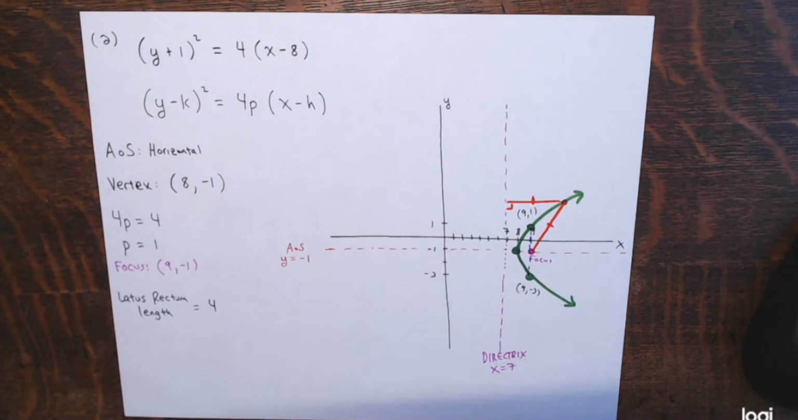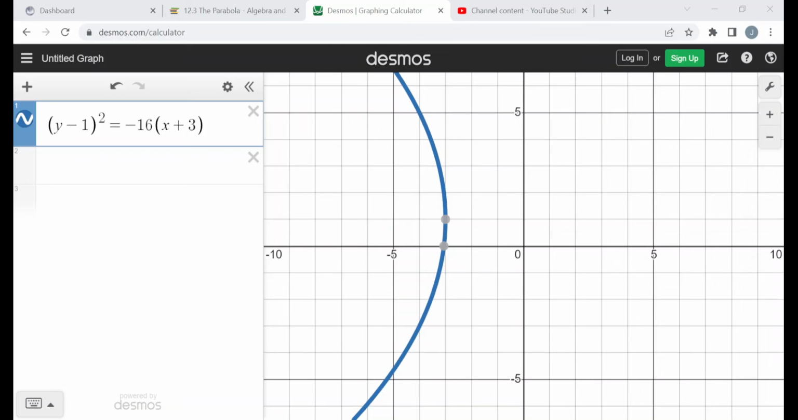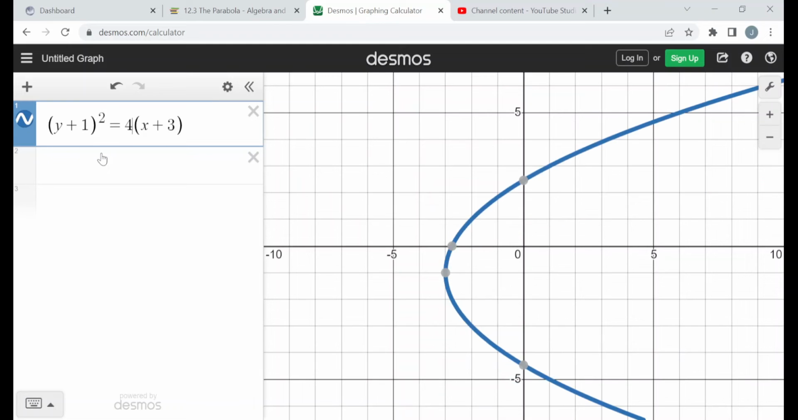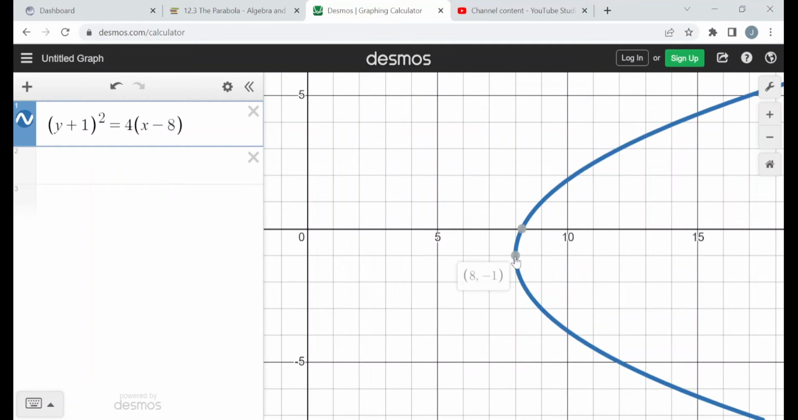All right, let me test it out just to make sure that these are correct. I'm going to enter the equation. So we were given y plus 1 squared equals 4 times x minus 8. Right. So here's the parabola over here. Vertex at 8, -1, it opens to the right. And you see how it has the point 9, 1 and the point 9, -3, right? Those are the ends of the latus rectum. So it looks like the points are good, my parabola is good. It's a good picture.